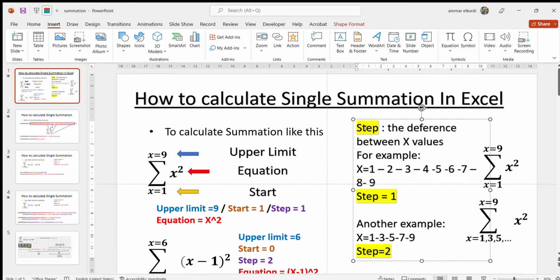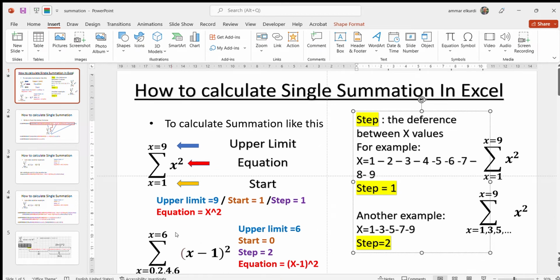And another important definition is step. Step is the difference between x values. For example, here we have x 1, 2, 3, 4, 5, 6, 7, 8, 9. So the difference between these numbers is 1. Another example here, x is 1, 3, 5, 7, 9. The difference is 2. So the step is 2.